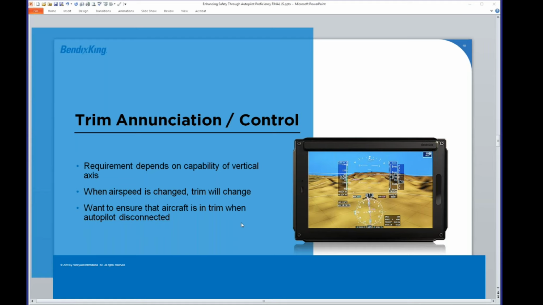Now, of course, the best case scenario is that we would have automatic pitch trim. So whatever we command in the autopilot, then it's going to automatically retrim for whatever we tell it to do in the pitch axis. Now, there's still obviously limits on that, maybe the amount we can run it or the amount of time we can run it, things like that.